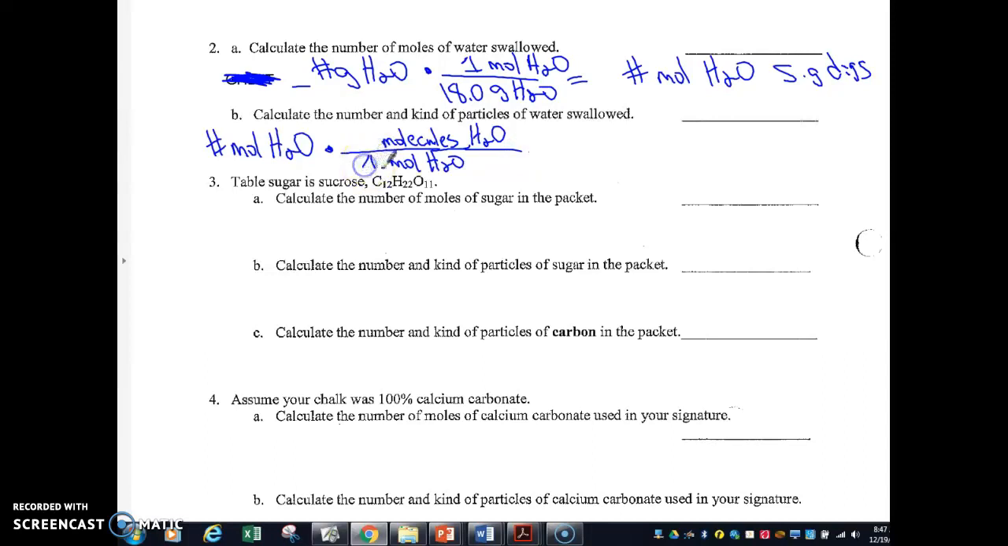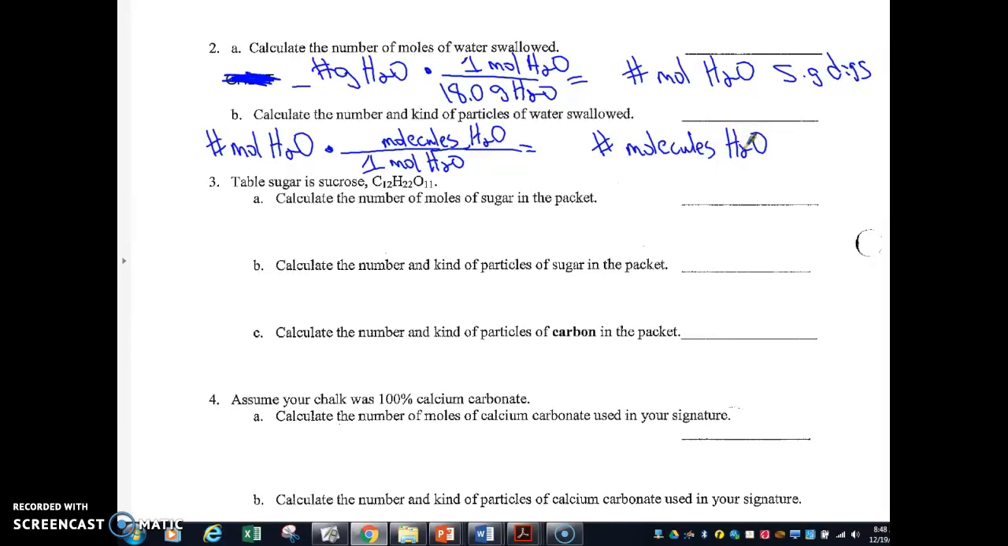1 goes with the mole. The number of molecules, you're going to use Avogadro's number here. All right, it's how many particles are in 1 mole. It doesn't matter that it's molecules instead of atoms. It's still Avogadro's number. So you're going to end up with an answer here is the number of molecules of H2O. And again, round it off for significant digits.